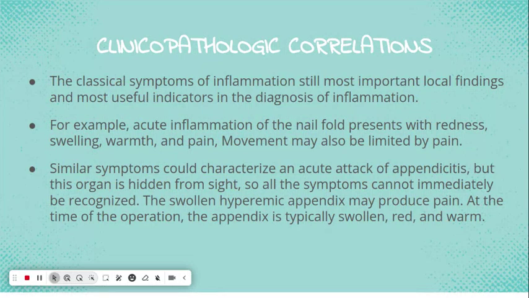When we're seeing symptoms like this, we're going to start being able to characterize those diseases. Similar symptoms could characterize an acute attack of appendicitis, but this organ is hidden from sight. So symptoms cannot immediately be recognized, but we're going to start seeing a swollen, hyperemic appendix that's producing pain, so you're not able to walk. At the time of operation, you're going to see that appendix being swollen, red, warm, about to burst.